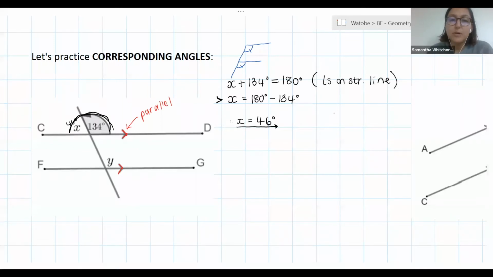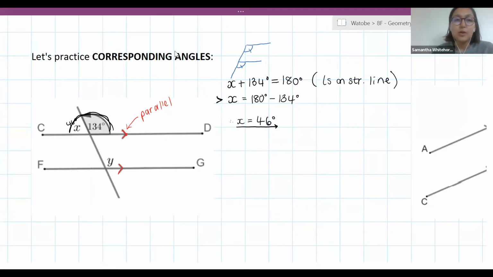So just in case you're a little bit confused about where that came from, it is because I know that x plus 134 must give me 180 because of angles on a straight line. Okay, so now that we've got that, we need to go and work out y.